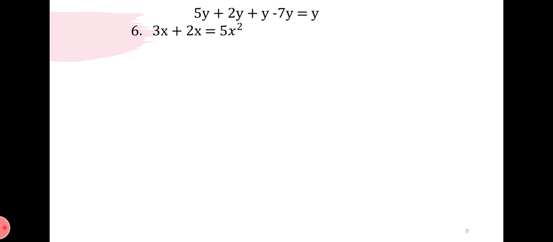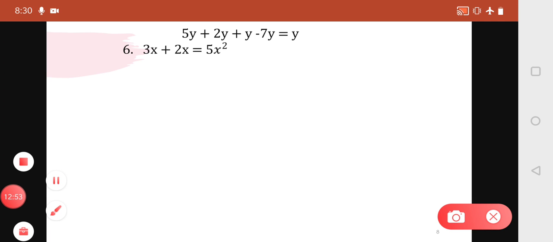Question number 6. 3x plus 2x equal to 5x square. A very common error done by students.